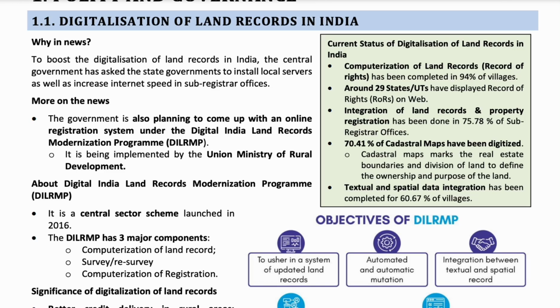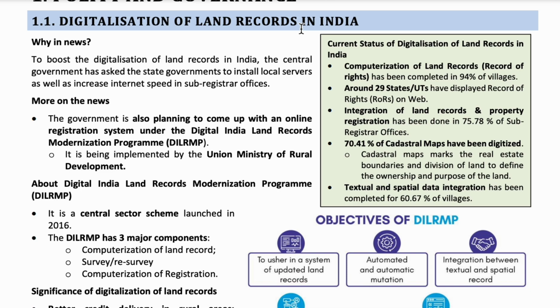Let's start the first topic of Polity and Governance of the October month current affairs. So, the first topic is digitalization of land records in India. Here, the phrase digitalization of land records in simple terms means the transfer of the paper based land records into the digital database. We can also simply call it the computerization of land records.